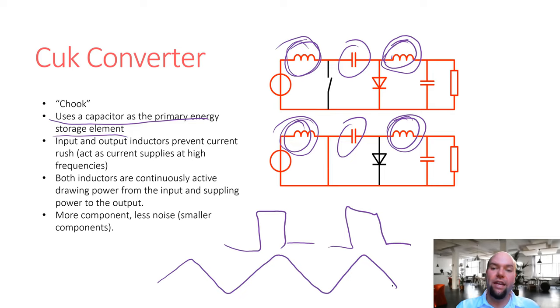It's a lot easier in terms of this is an inverting topology. So just like the buck-boost, this tends to produce a negative voltage relative to the ground reference on the input source, but it's smoother. It is a less noisy way of generating that.